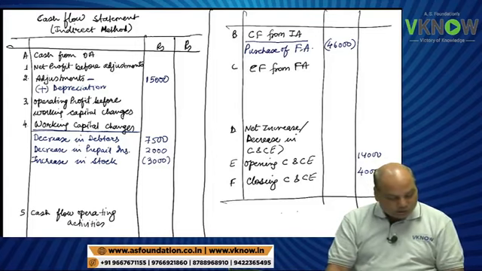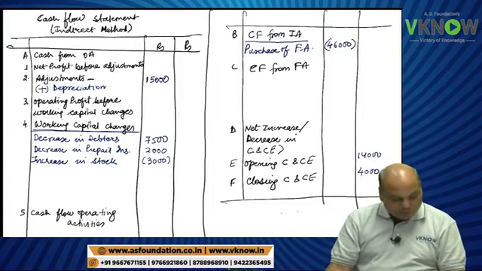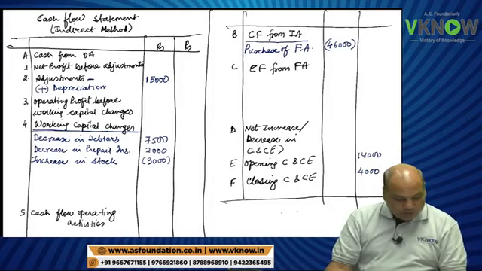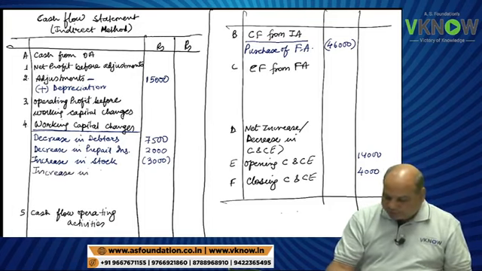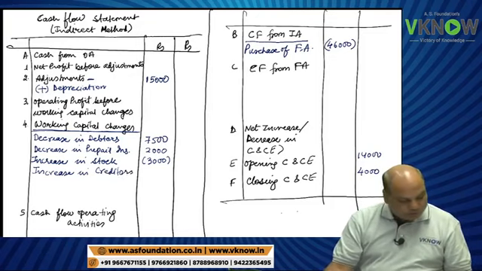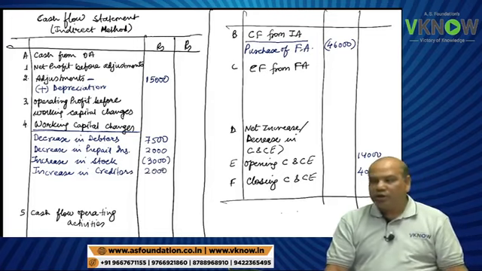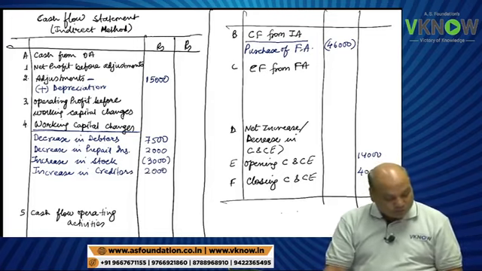Then we have total asset, accounts payable. Accounts payable will come in working capital changes. From 16 it has become 18. So this is increase in creditors. Increase in current liability, increase in cash flow.